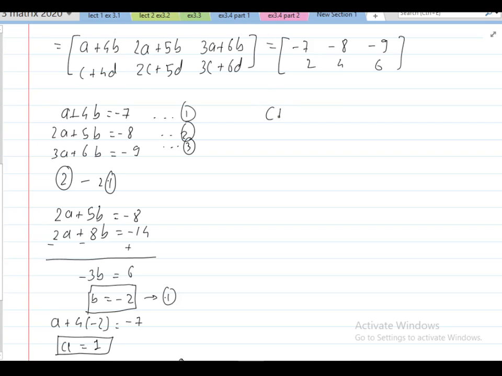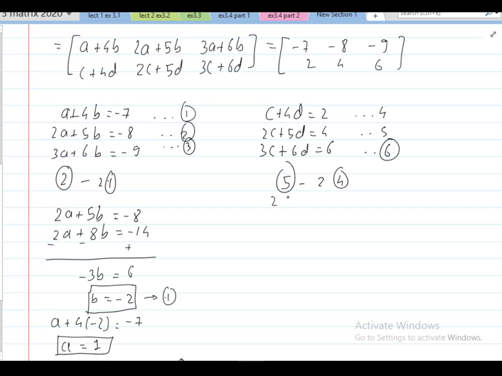Let's start. C plus 4D is equal to 2, 2C plus 5D is equal to 4, and 3C plus 6D is equal to 6. Same thing. 4, 5 and 6. Equation 5 minus 2 times equation number 4.